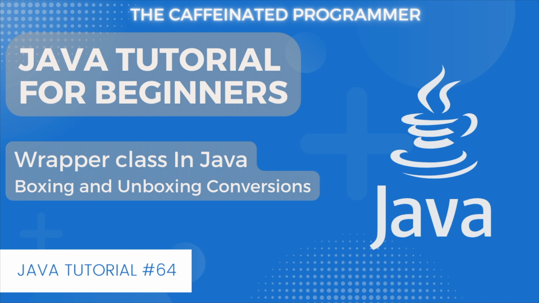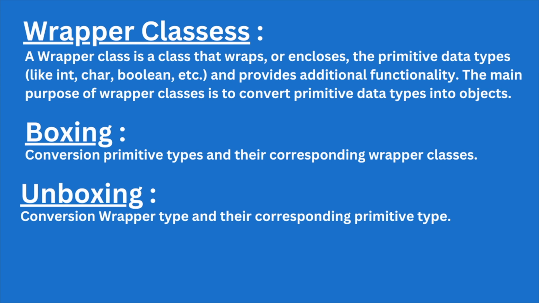Now let us see what a wrapper class is. A wrapper class is a class that wraps or encloses the primitive data types and provides additional functionality. The main purpose of a wrapper class is to convert primitive data types into corresponding objects.